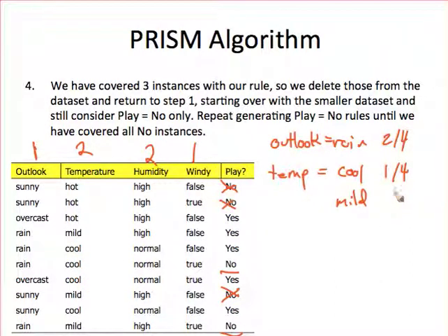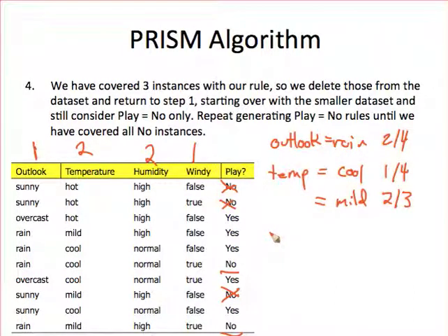That's not too good. If I do the same thing for mild, 2 positive examples out of the whole data set and a support of 3 for the antecedent. 66% accuracy. So better than outlook is equal to rain, but it's 66%.